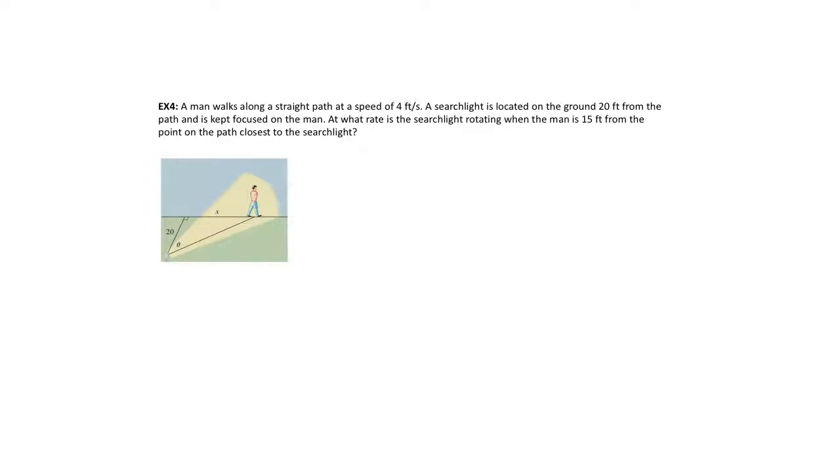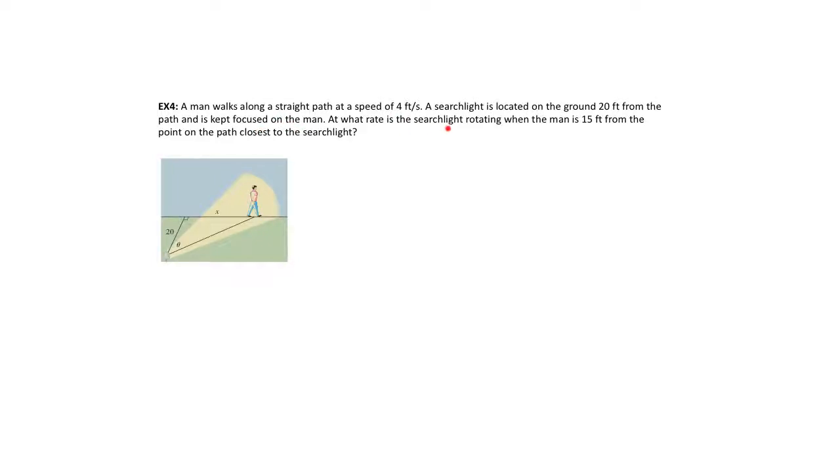In this particular question, let's see what is happening. A man walks along a straight path at a speed of 4 feet per second. So we can see the man over here, he's walking along a straight path horizontally. A searchlight is located on the ground 20 feet from the path. So right here, 20 feet, and is kept focused on the man.